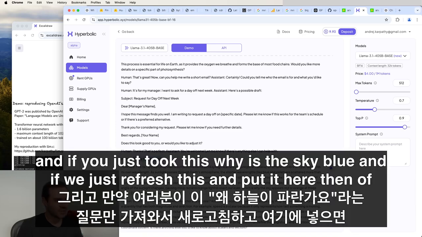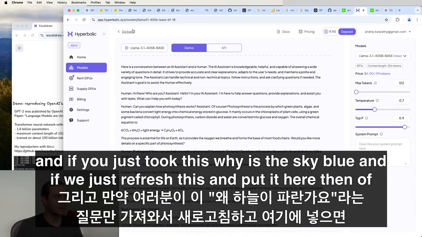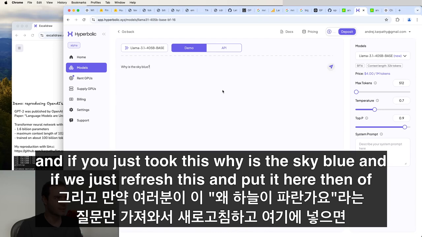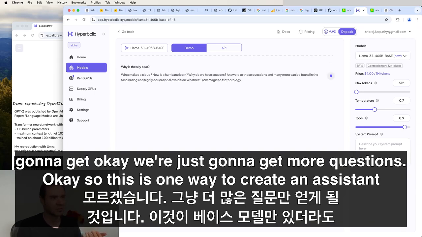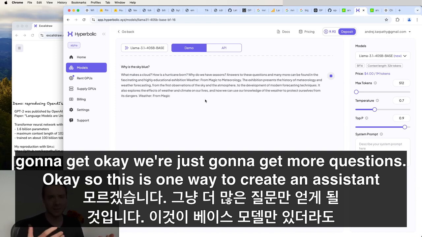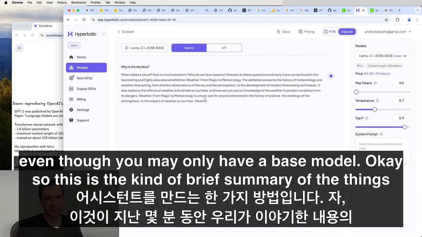And if you just took this, why is the sky blue? And if we just refresh this and put it here, then of course we don't expect this to work with a base model, right? Who knows what we're going to get? We're just going to get more questions. Okay, so this is one way to create an assistant even though you may only have a base model.